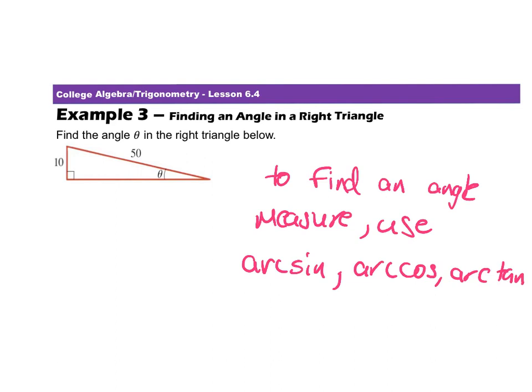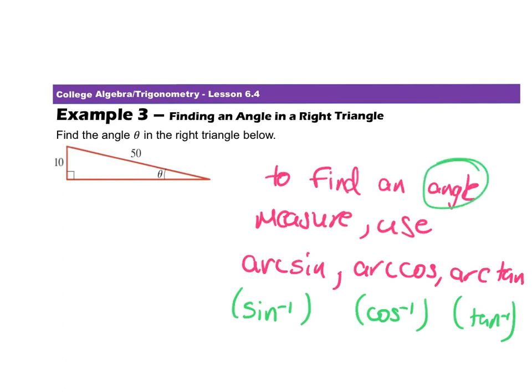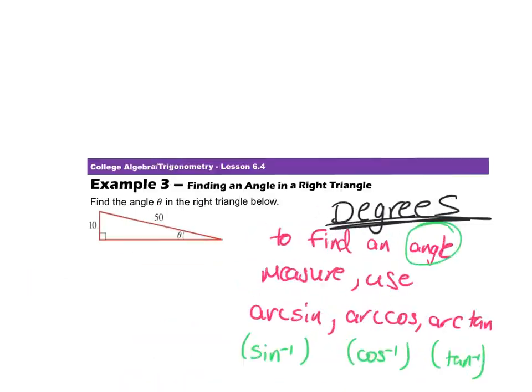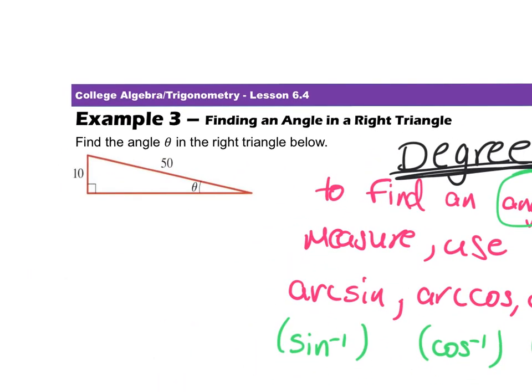What does that mean when I say that? Arc sine, arc cosine, arc tangent. Sine -1, the inverse, right? Cosine -1. And tangent -1. When we were trying to find sides, we just used sine, cosine, and tangent. When we're trying to find angles, an angle measure, use the inverse. And you have to be in degrees. So this is super, super, super easy. You guys can all handle this, no problem.